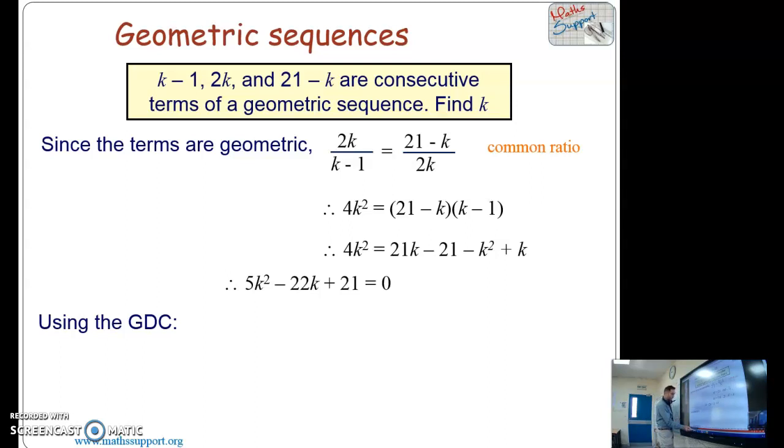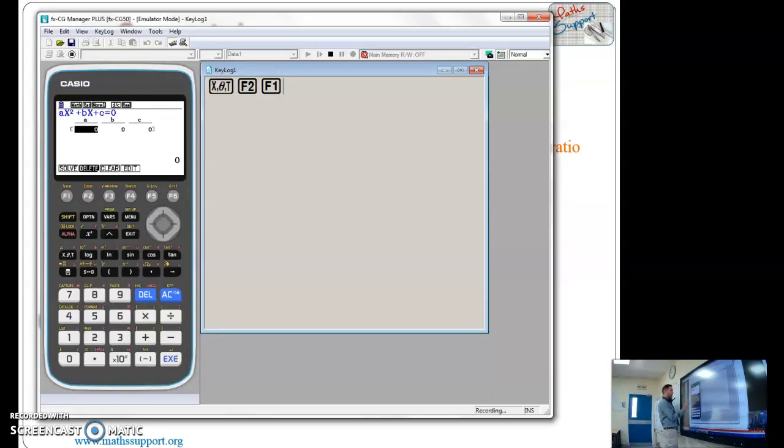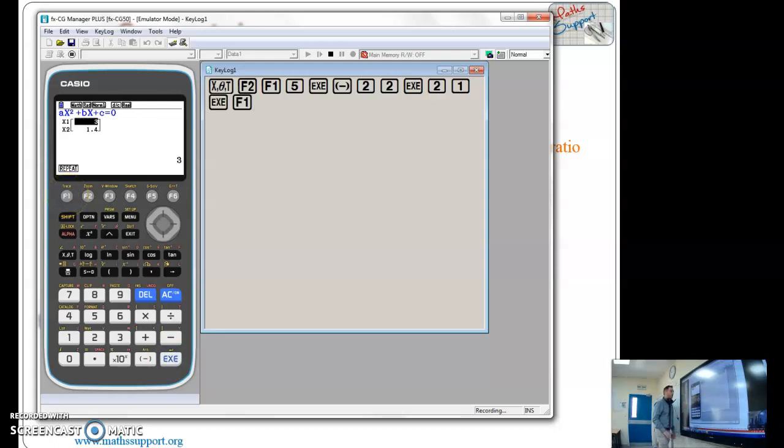So 5, negative 22 and positive 21. 5, enter. Negative 22, enter. Positive 21, enter. And then let's solve. And there we go. We get 2 answers. We get 3, and we get 7 over 5, or 1.4.